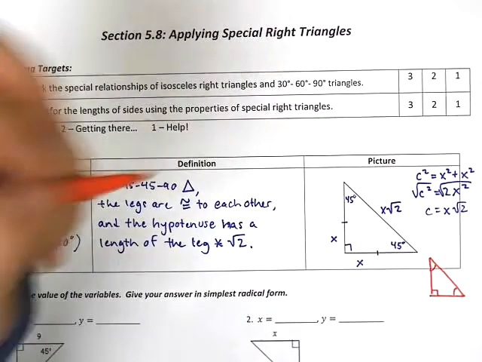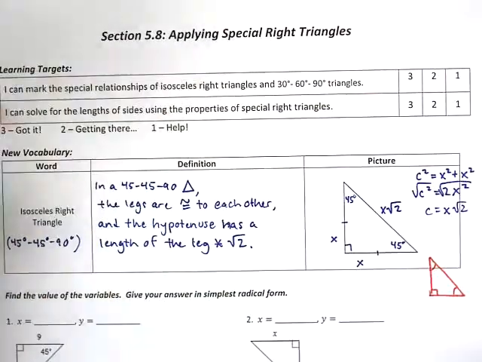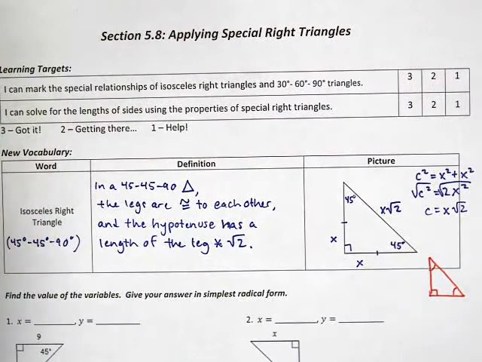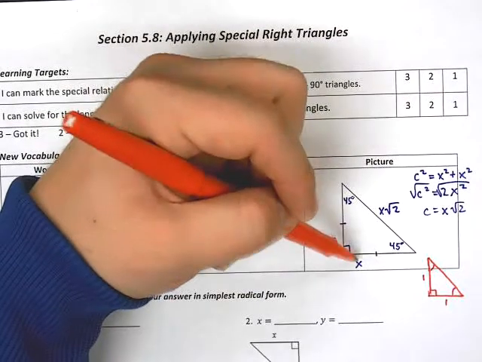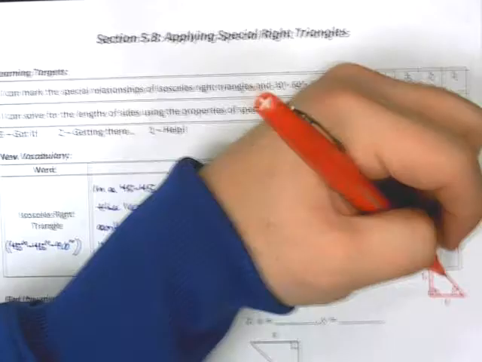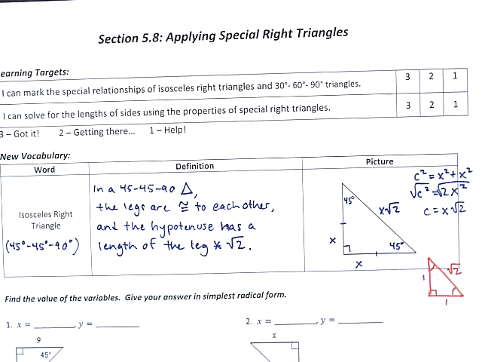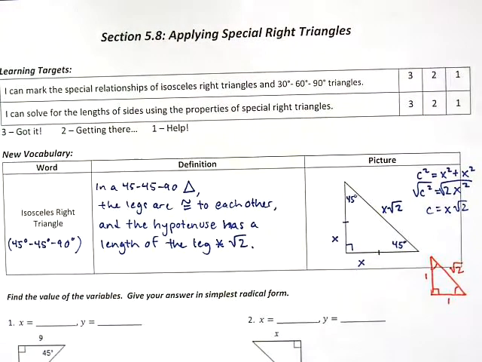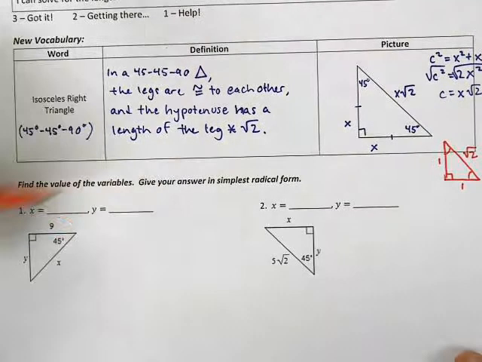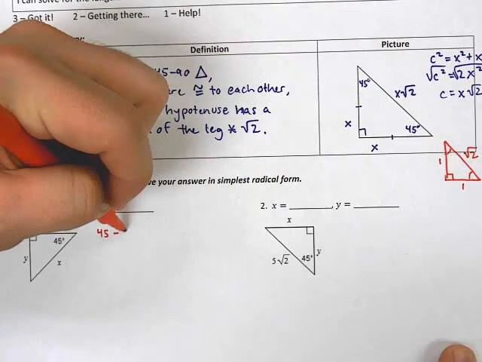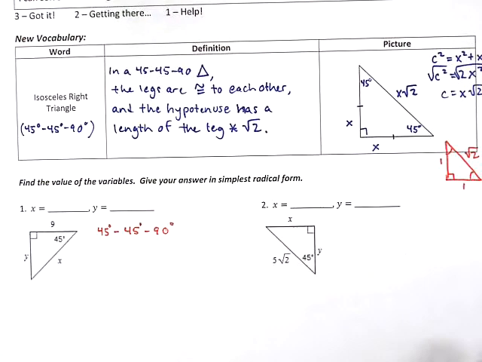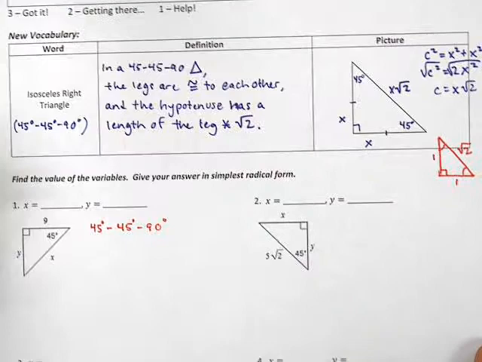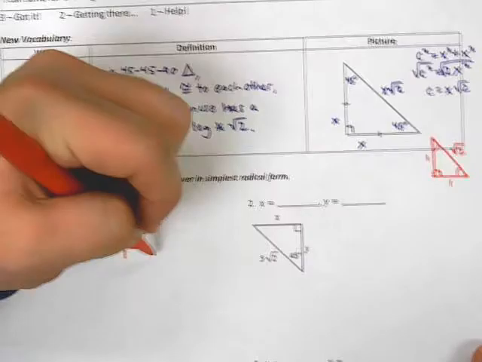I can compare every single 45, 45, 90 to the one I'm about to draw. That has a 1 and a 1 for the legs, and if I put 1s in for x here, then this is just 1 root 2, or square root 2. I do this because now I know that if I have a 45, 45, 90 triangle, the side lengths always have to go 1, 1, square root 2.